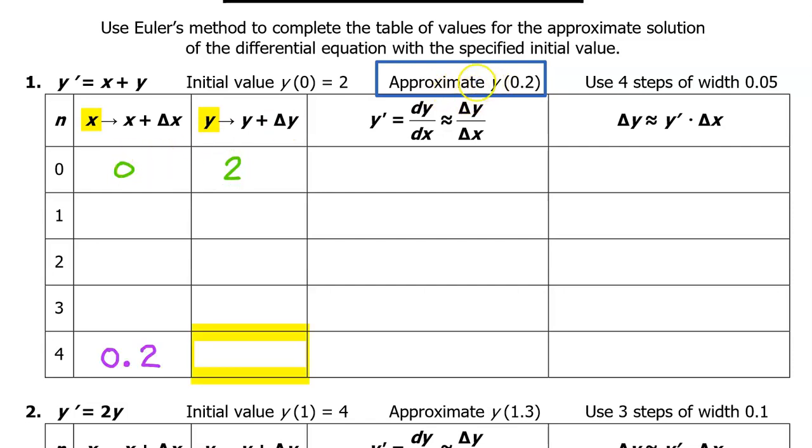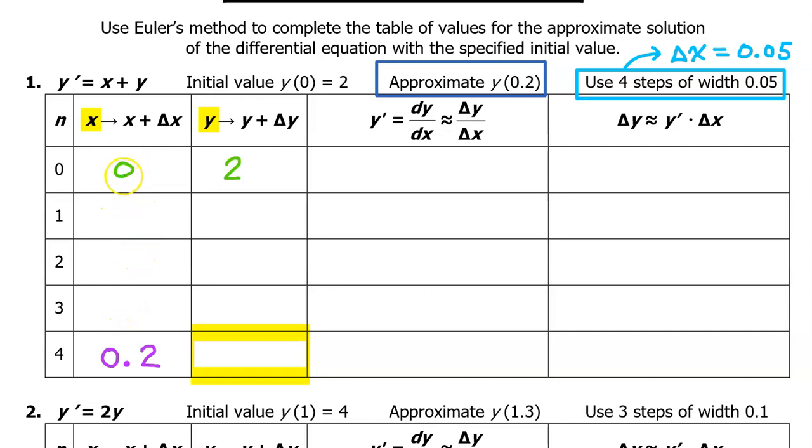We are looking for the value of y when x is 0.2. Euler's method allows us to find a series of points starting with the initial point and ending with 0.2, something, and that last y value will be our approximation. The step width tells us delta x, the change in the value of x as we move from one point to the next. So we can use delta x to find all of the x values. We just add 0.05 each time.